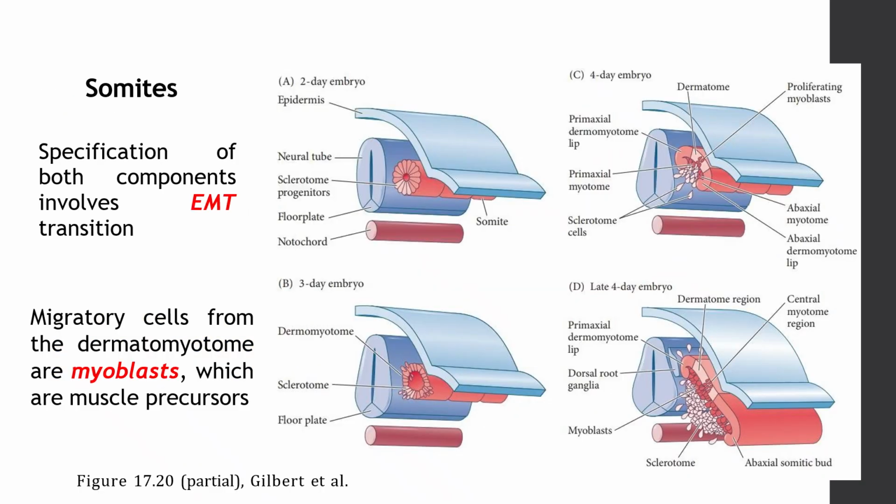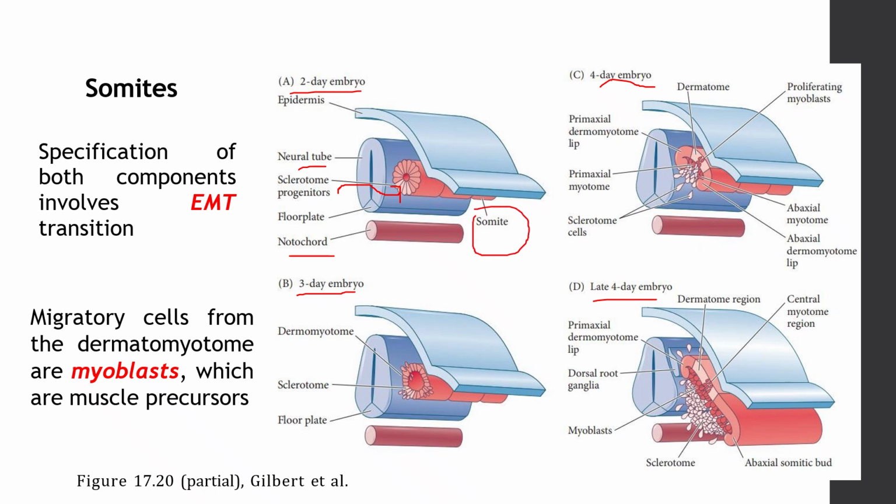Okay, something that I didn't tell you before about the somites is that the epithelial mesenchymal transitions are very important here. Why? Because here I have four diagrams. Here in A, a 2-day embryo. Here in B, a 3-day embryo. Then a 4-day embryo, and here the late 4-day embryo. And as you can see, you have the neural tube as usual, the notochord as usual, and here you have the sclerotome progenitors, the somites.